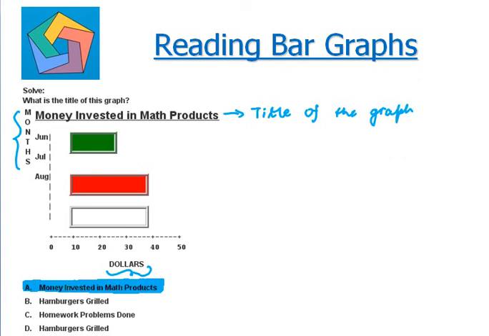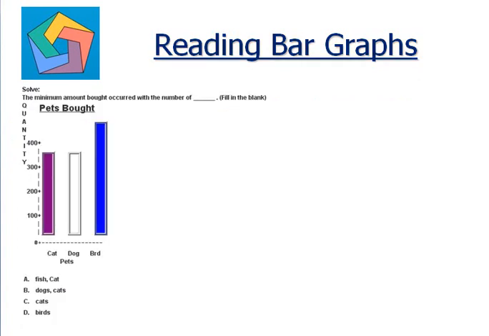Let's look at the next problem. Solve. The minimum amount bought occurred with the number of dash. Now quantity is represented on y-axis here, so the minimum amount we will locate is on y-axis, and the number of pets will be located at x-axis. This is the longest bar. This cannot be the minimum amount.